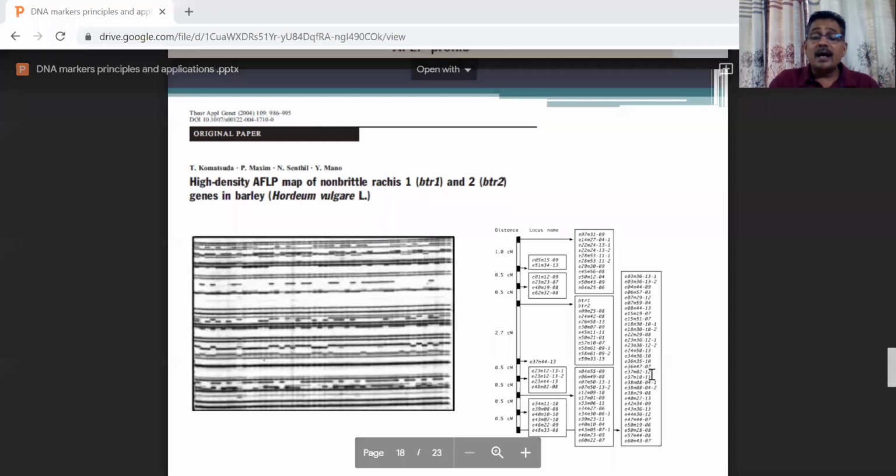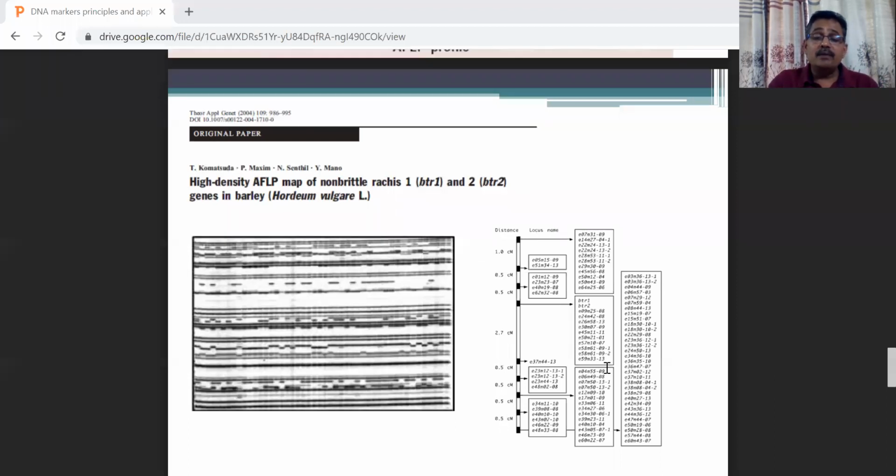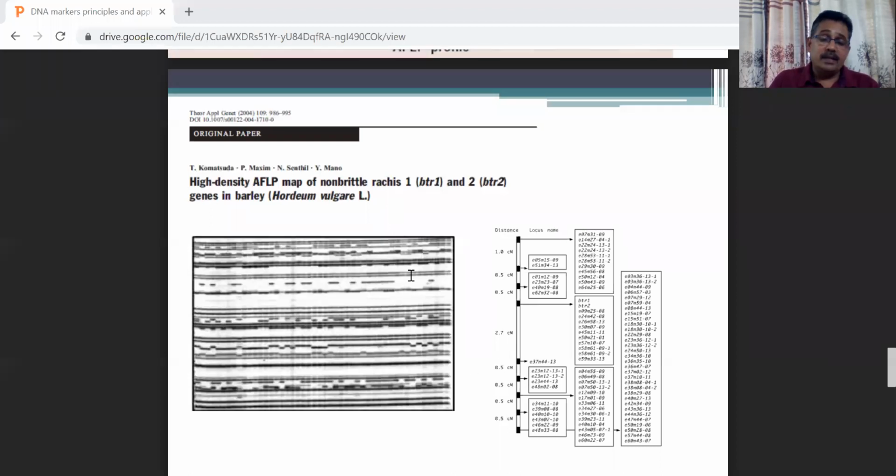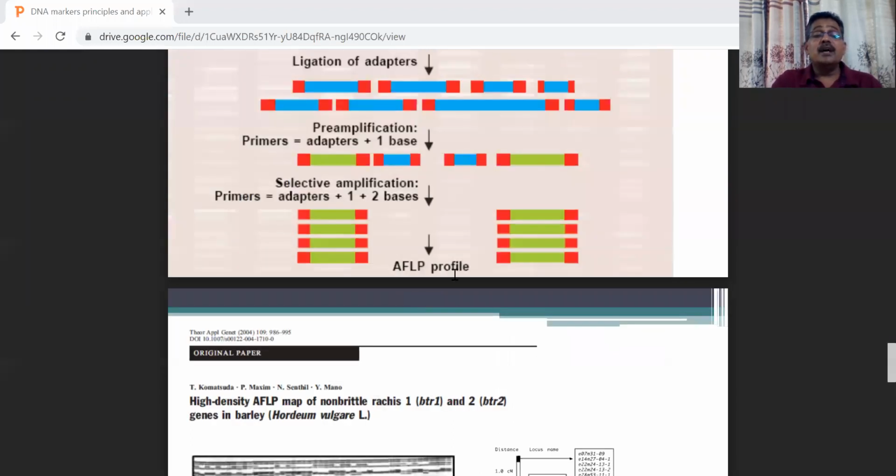We constructed the high density linkage map in barley for the brittleness gene by using AFLP markers. So this is a very nice marker system. But nowadays, because of automation and other difficulties, the usage of AFLP is getting reduced. The problem is, it has 4 steps.